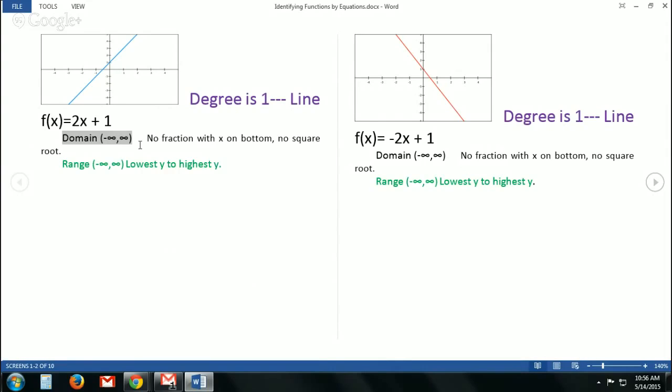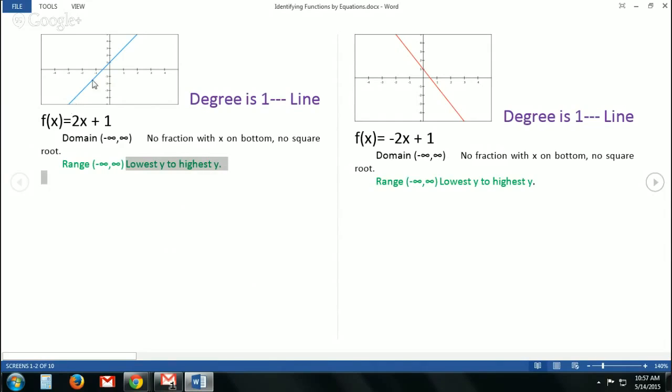Now, if there is a fancy word that means tell me what the x's are, there should also be a fancy word for the y values. While it's easiest to figure out what the domain is by looking at the equation, we can find our range, the fancy word for the y values. We can find it best by looking at the picture and looking for the lowest y to the highest y.